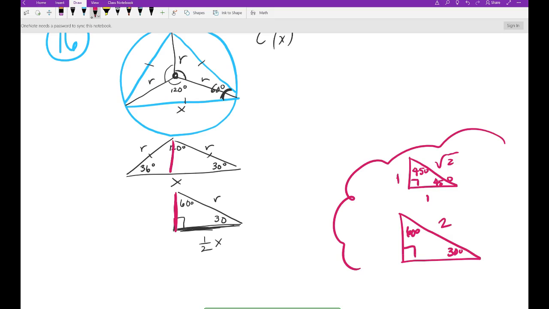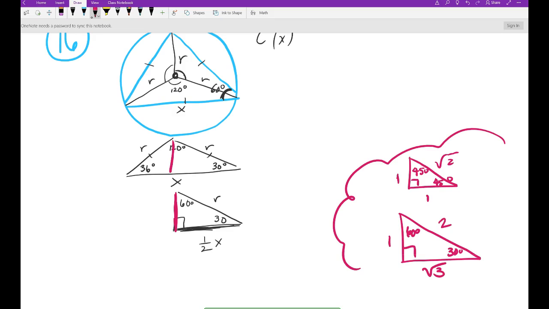Which leg gets a rad 3? Opposite of which angle? Which one's bigger, rad 3 or 1? Yeah, so it gets to be opposite of which angle? Right. Okay. So if I said sine of 30 degrees, it's always opposite over hypotenuse.